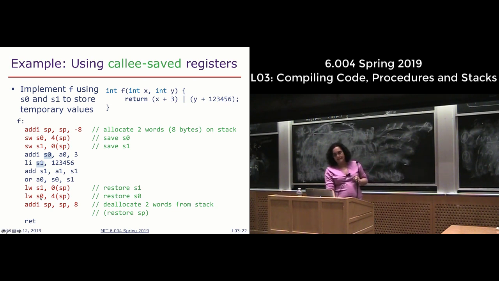Similarly, S0 is at 4 offset from my stack pointer, and so I can restore those registers. Once I've restored them, I no longer need them on the stack. The way that I get rid of them from the stack is by incrementing the stack pointer so that it no longer points to those locations, and now it's pointing just below them, which effectively means that I've taken them off the stack. Okay? Any questions about that?